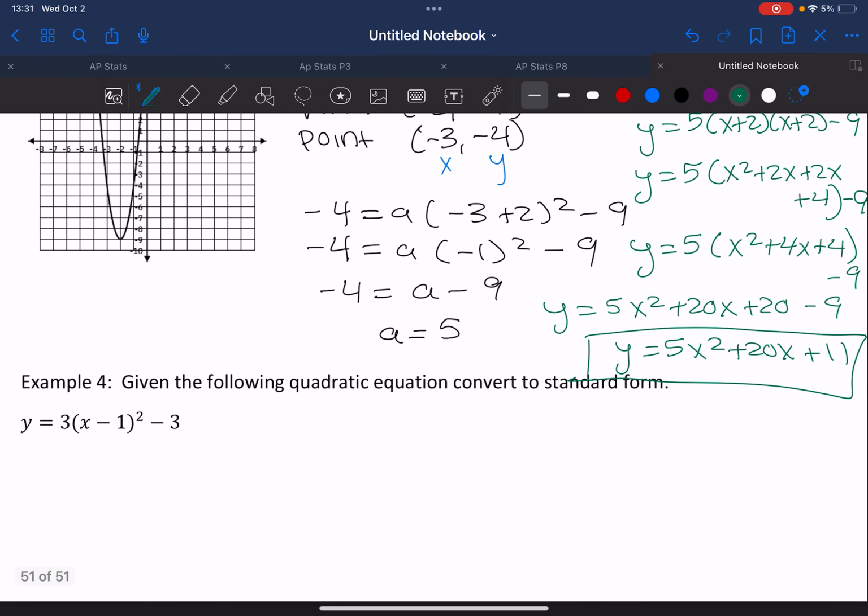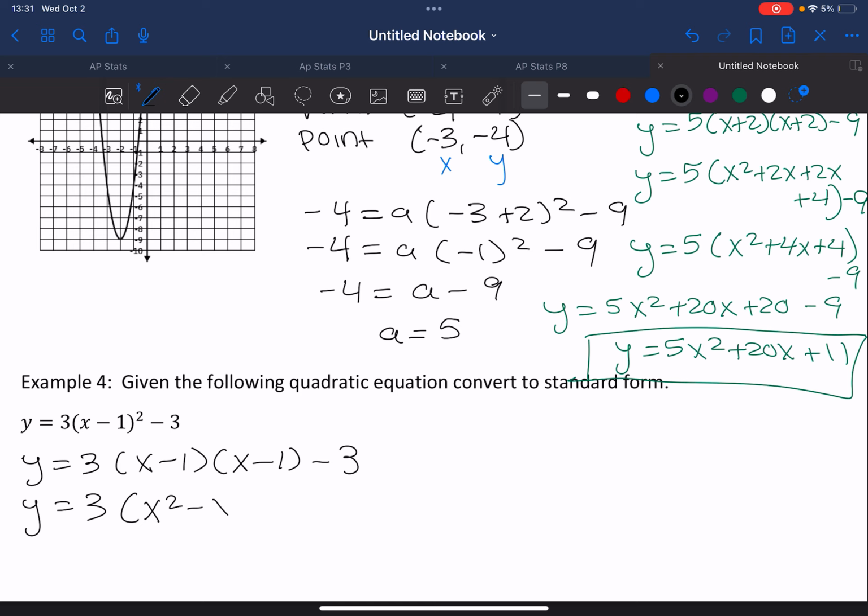Okay, and then in the last example, we're going to do the same thing, but we're already given the function in vertex form, and we're going to convert it to standard form. So I have y is equal to 3(x minus 1)(x minus 1) minus 3. y is equal to 3(x squared minus x minus x plus 1) minus 3. y is equal to 3(x squared minus 2x plus 1).